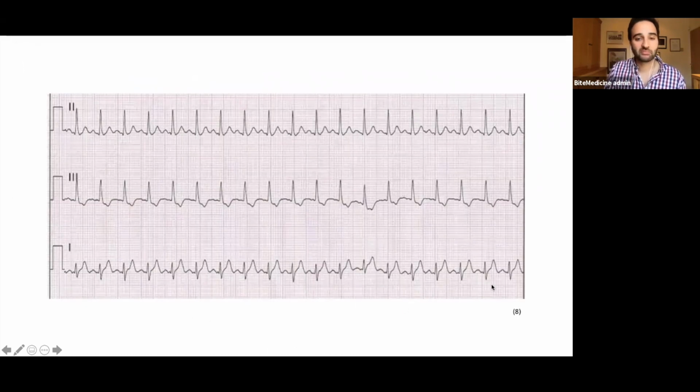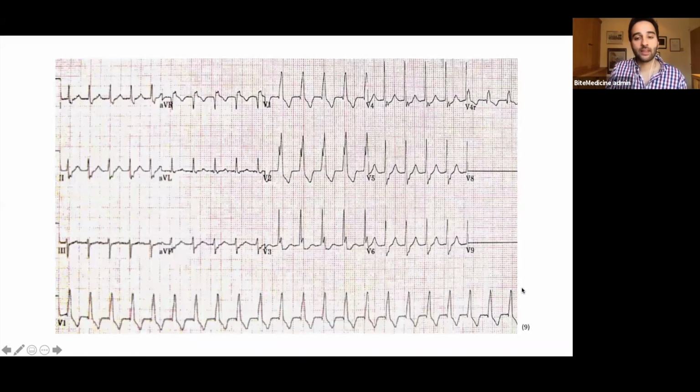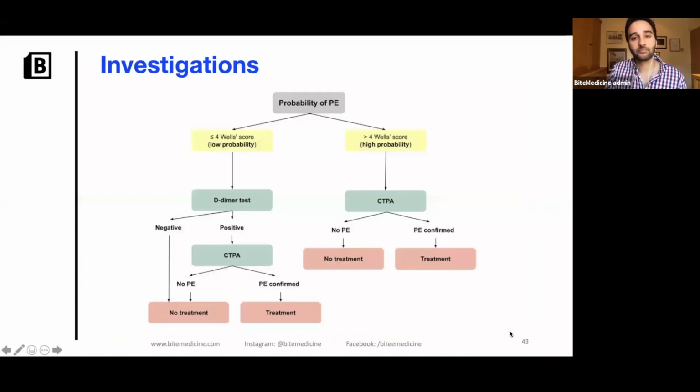Sinus tachy, straightforward, the most common ECG finding, like we mentioned before. And this is right bundle branch block: broad QRS, with that bunny-ear pattern in your precordial leads, V1 to V3. So yeah, this is possible as well. And then here's a nice diagram that we made earlier. We're a big fan of diagrams like this, as long as they're simple, nice flow charts.